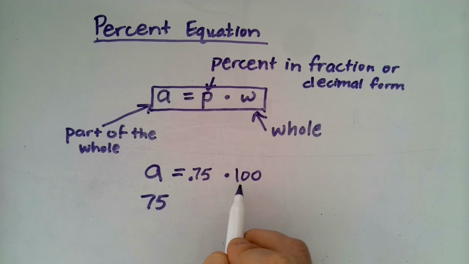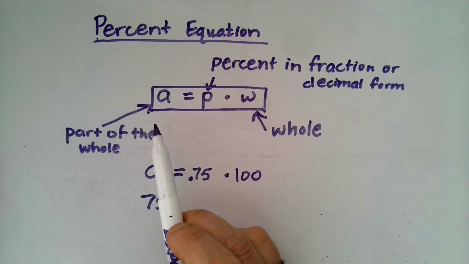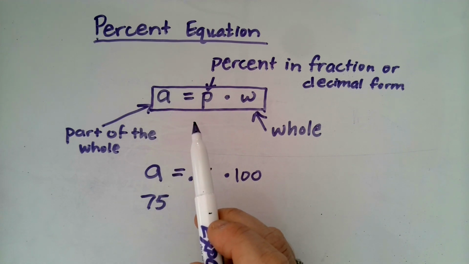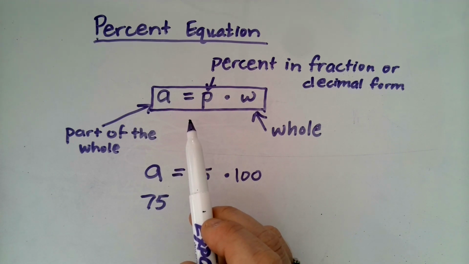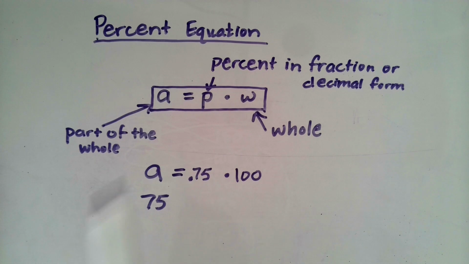So we've just solved for the part by knowing the percent in decimal or fraction form and the whole. Now, remember the cool part about this equation is that you only have to know two parts in order to solve for the third part. So we're going to look at some different examples where you are given two parts and you get to figure out how to solve it to discover what the third part is. So our learning target is: I can solve percent problems using the percent equation, which is this.